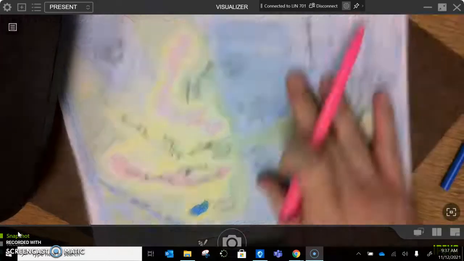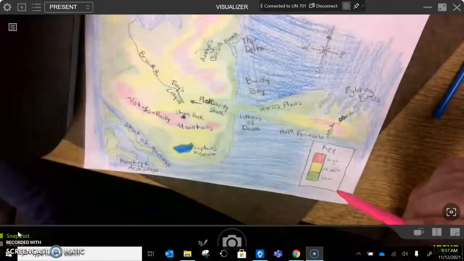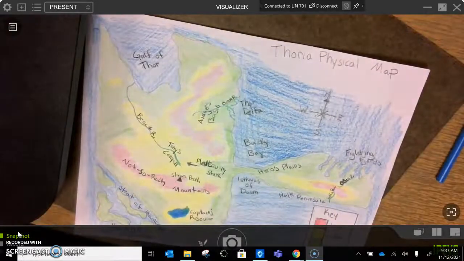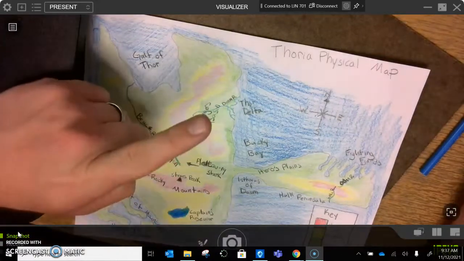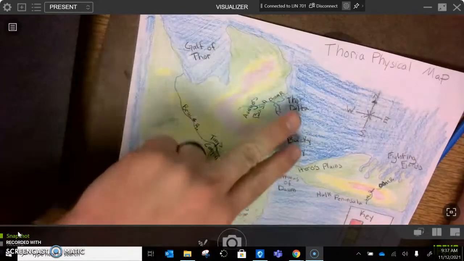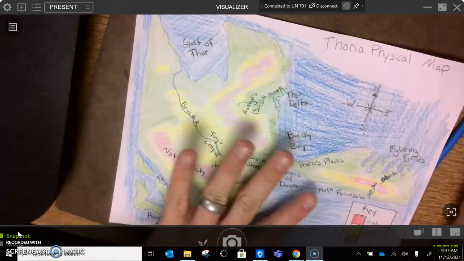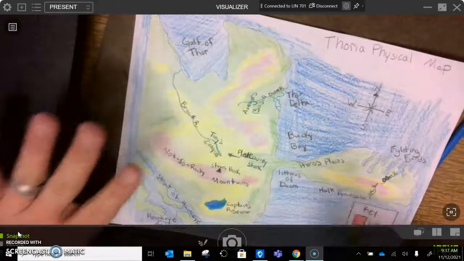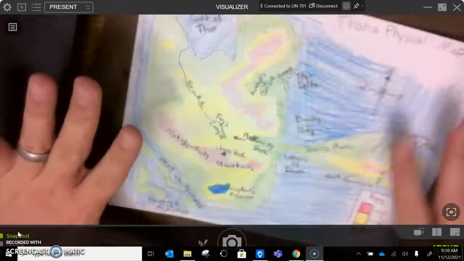So first I'm going to check, yep, I have my title, my compass, and my key. Those things are done. Those are the simple ones. Then I'm going to go through, and I'm going to look at how many different landforms I have. So if I have 2 bays, I'm only going to get a point for 1 bay, because it's still just 1 landform. So, I have a gulf. I have a delta. I have a bay. I have an isthmus. I have a peninsula. I have a fjord. I have a strait. I have an archipelago. I'm already at 8, and that's just on the outside.